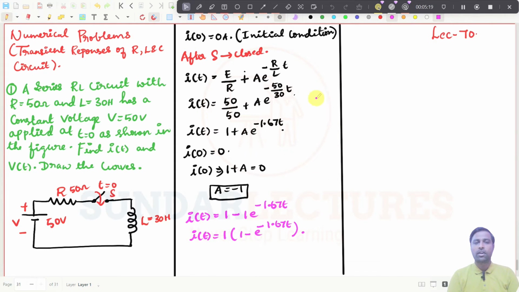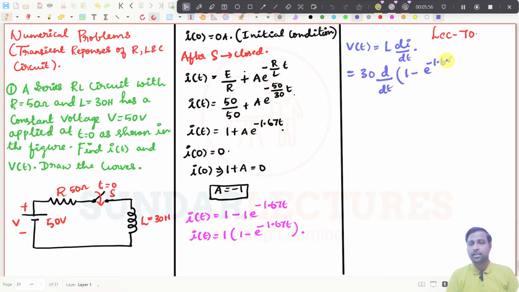And now if you want to find the value of V of t, what is the expression? What is the voltage across the inductor formula? It will be L di by dt. That you know already, right? Now you just substitute this expression here. What is the value of L? It is 30. So 30 multiplied by d by dt of the value of I, which is 1 minus e power minus 1.67 t.